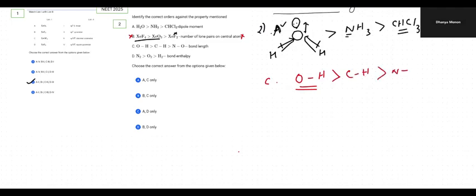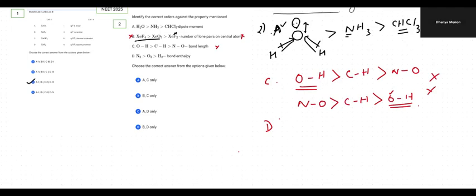Okay, so this is wrong because the bond length of NO will be greater than CH, greater than OH. OH, because the small size of oxygen and greater electronegativity difference make the bond length less. Okay, so this statement is also wrong. Now coming to the D statement.